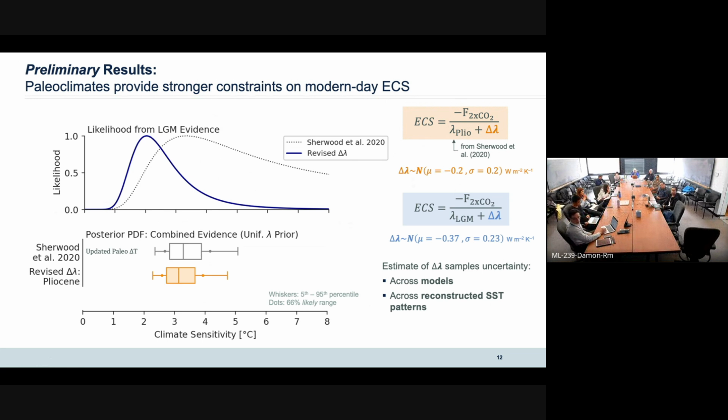And then we can also bring in the LGM. For the LGM, we have a bigger pattern effect because the magnitude was even stronger. The Laurentide ice sheet causes such a big difference in the feedbacks. When we propagate the LGM evidence and combine it with the Pliocene, we end up with this blue box on the bottom. So around 2 to 4 degrees is the 5th to 95th percentile range. Just by comparing the gray versus the blue, you can see that including this paleo pattern effect gives us a much tighter constraint on modern day ECS compared to what we got without considering how sea surface temperature patterns are different in the paleo record compared to modern day.